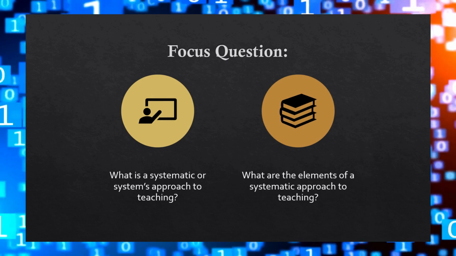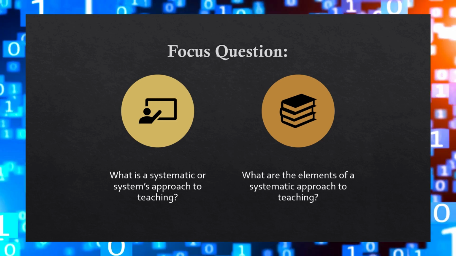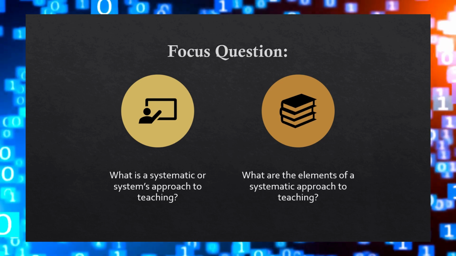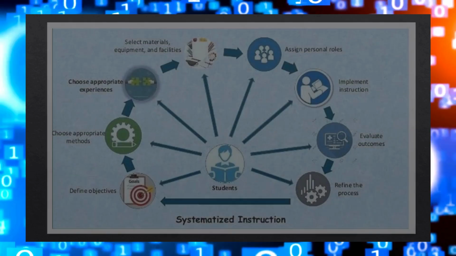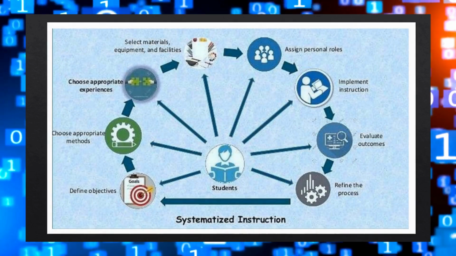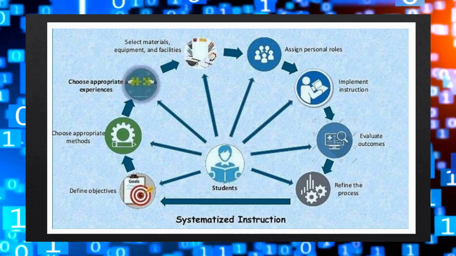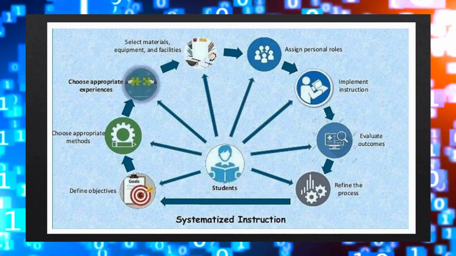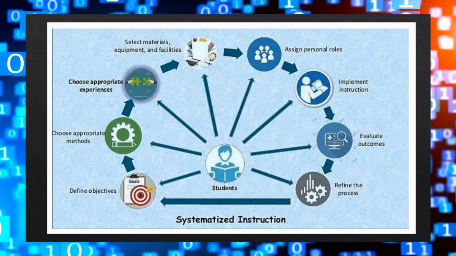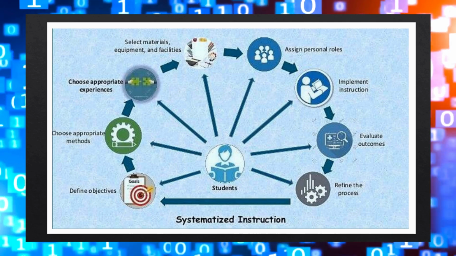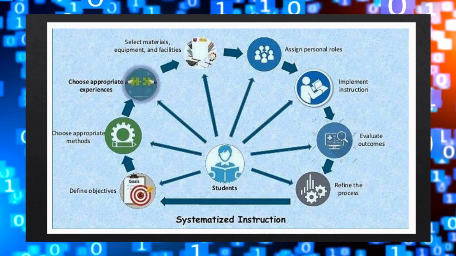So our focus question is, what is a systematic or system approach to teaching, and what are the elements of a systematic approach to teaching? These are the systematized instruction steps: defining objectives, choosing appropriate methods, choosing appropriate experiences, selecting materials, equipment, and facilities, assigning personnel roles, implementing instruction, evaluating outcomes, and refining the process.